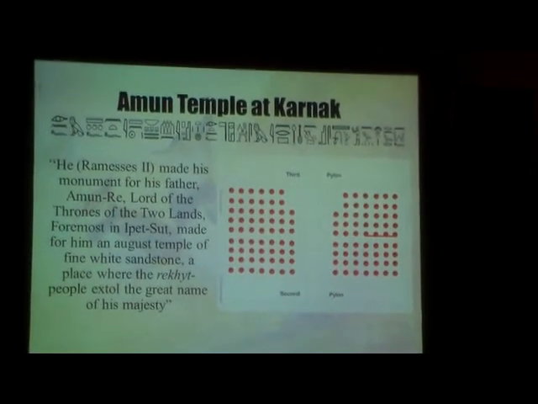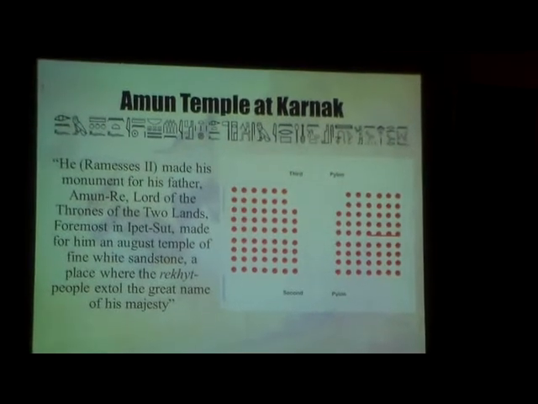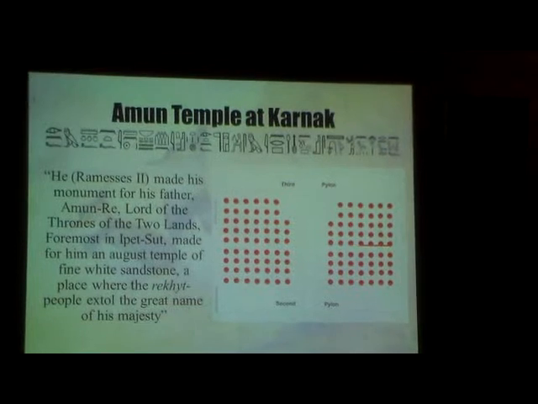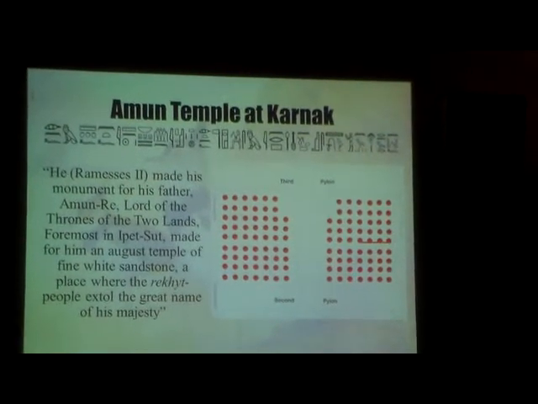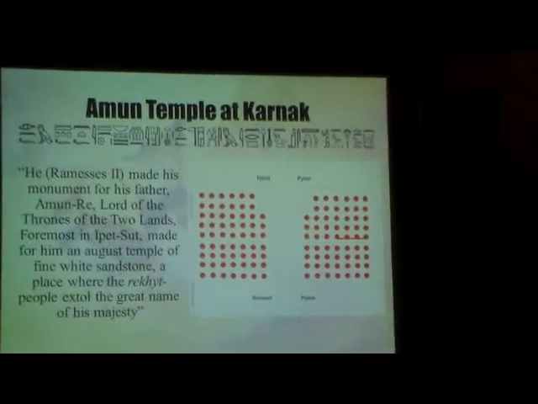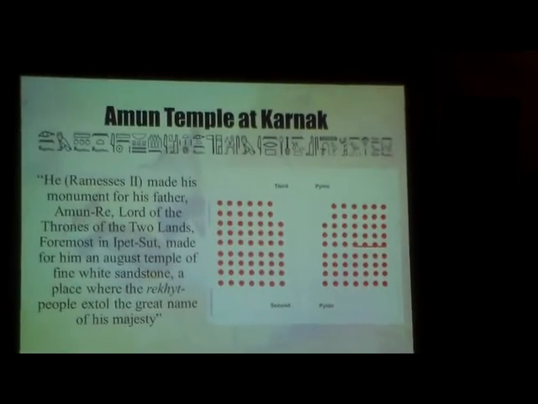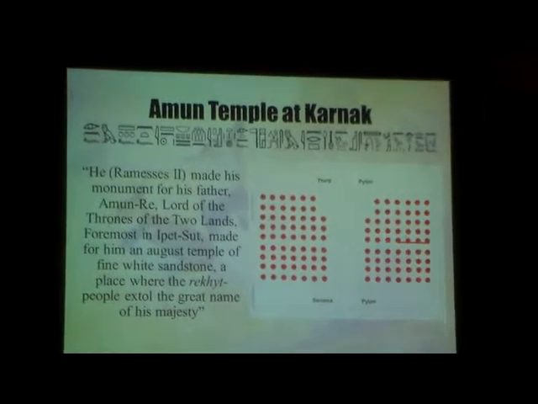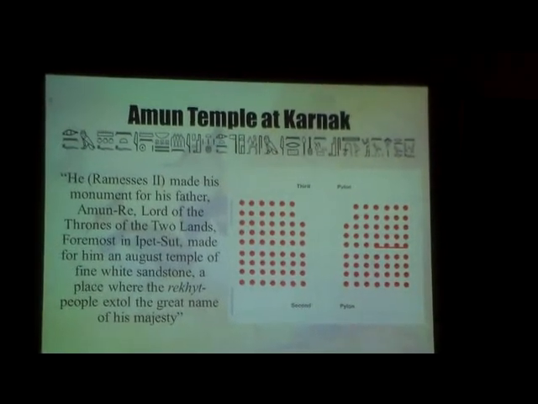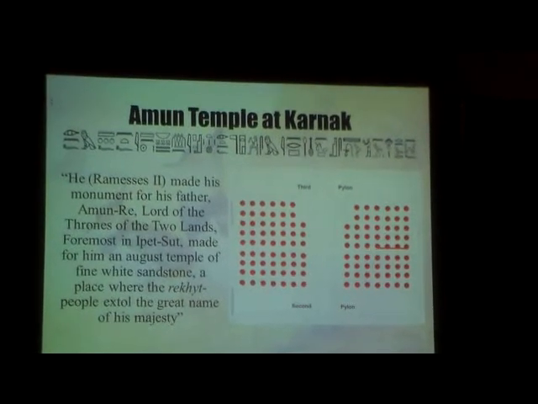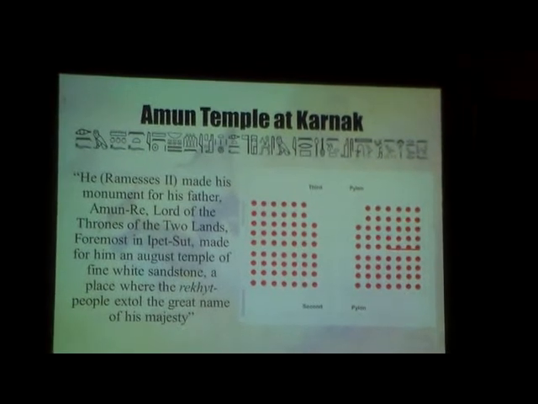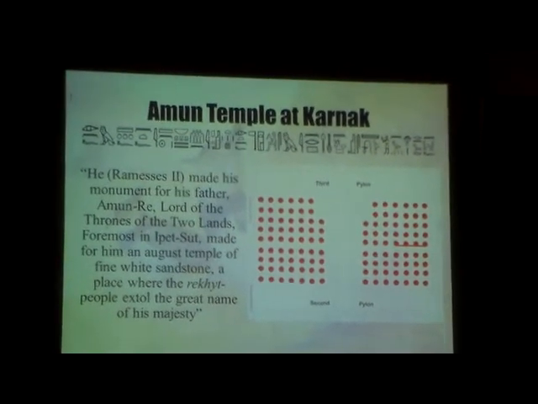Now we have an important inscription from the temple, which is located just here along this axis. And it talks of Ramesses making this monument for his father Amun, or Amun-Re, Lord of the Thrones of the Two Lands, foremost in Karnak. He made for him an august temple of fine white sandstone, a place where the rekhyt people extolled the great name of His Majesty. So it seems that this area was accessible to the rekhyt people.